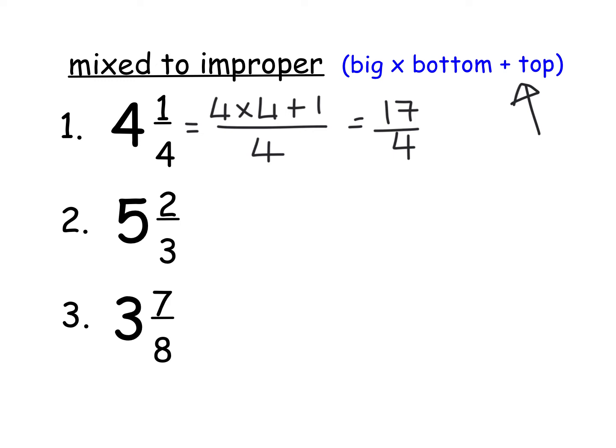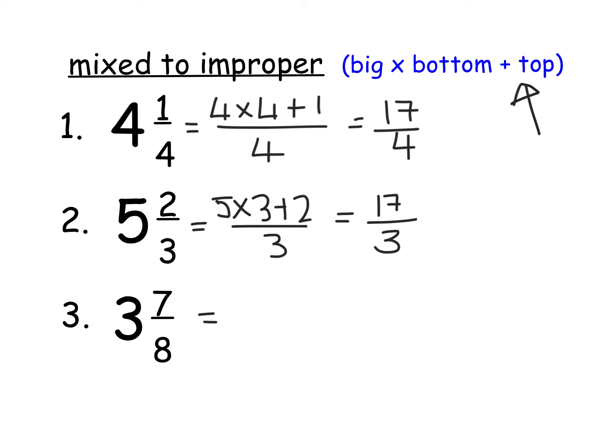Okay, the next one, so we're going to do the big 5 times the bottom 3, so we're doing 5 times 3, add on the 2, and it all turns into thirds. So we would have 15 thirds plus the other 2 would be 17 thirds, and it's a big chance I've got 17 again, it's not always 17.